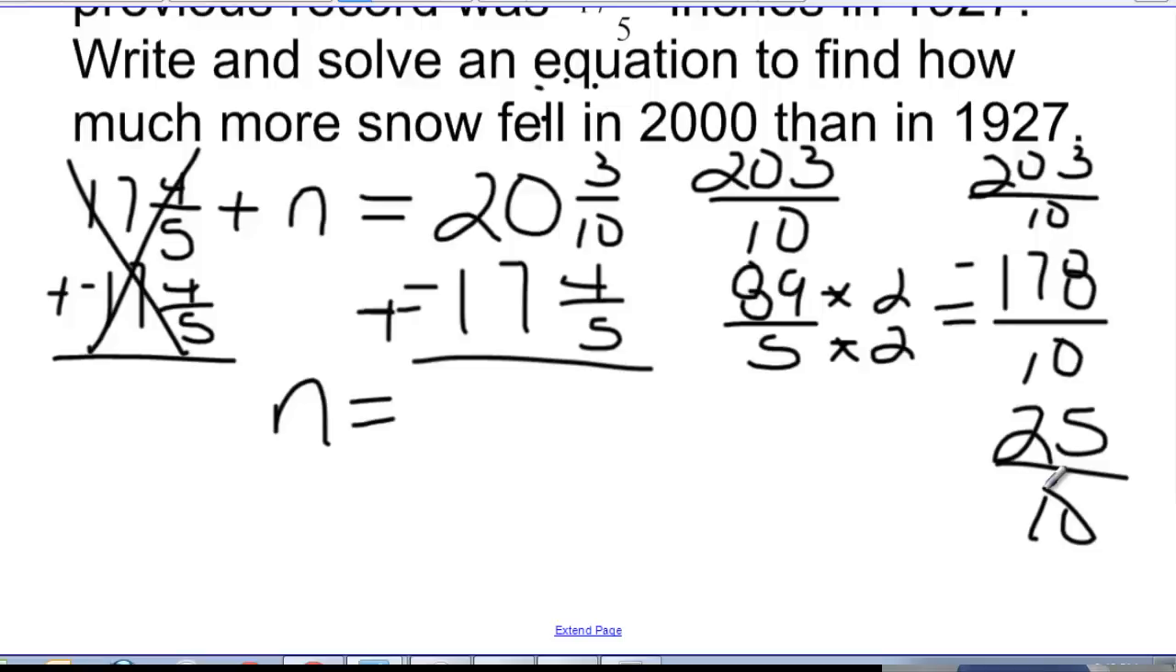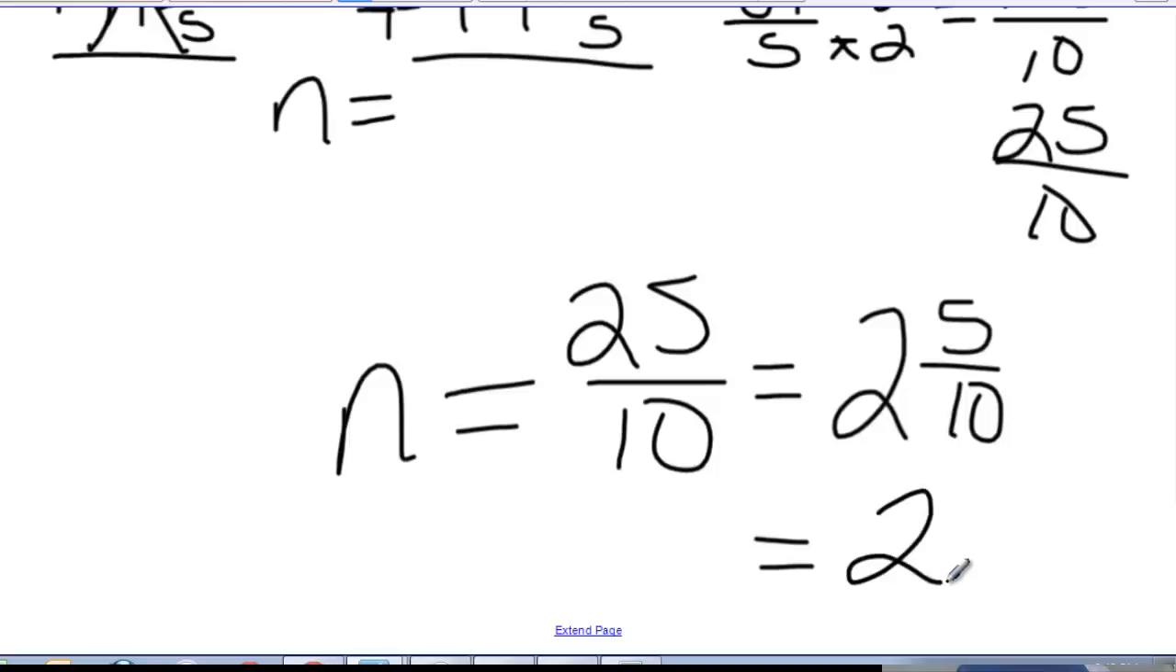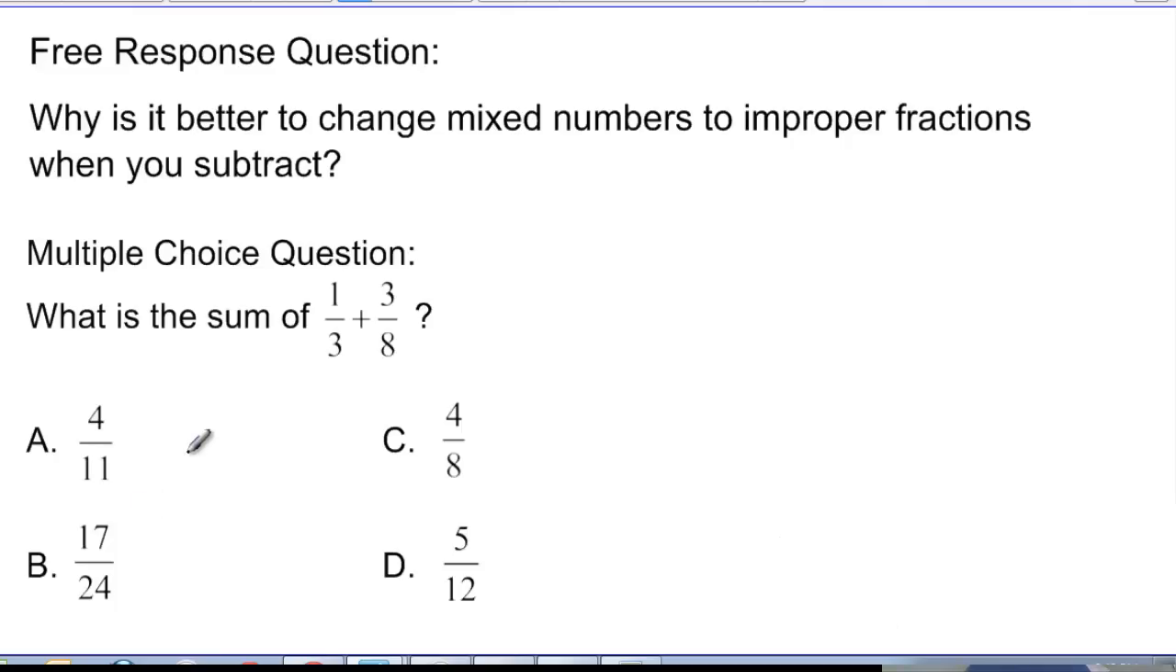And I'm going to go ahead and rewrite that as a mixed number. 10 goes into 25 two times with 5 tenths left over. I can rewrite that as 2 and 1/2 because both of those numbers can be divided by 5. So the increase was 2.5 inches. And here are your free response and multiple choice questions. So go ahead and pause the video.